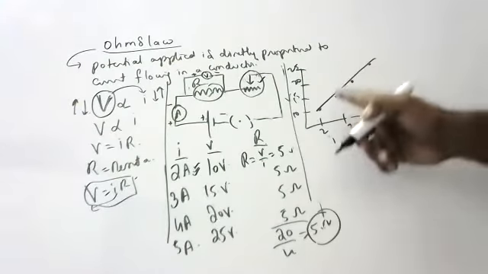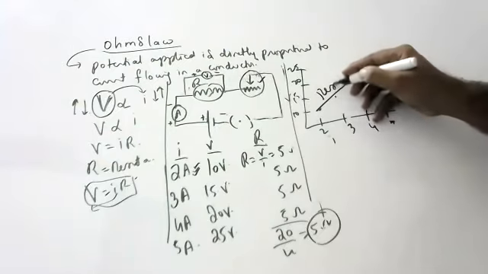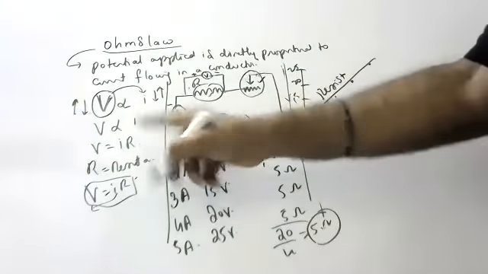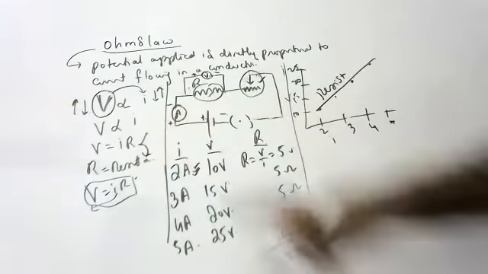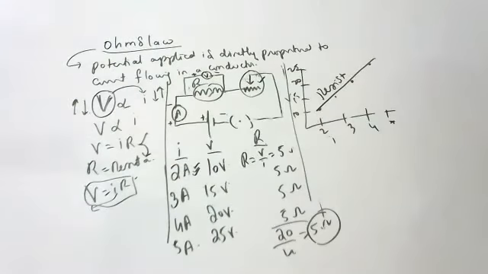Because resistance is constant. We kept the resistance constant, removing other variables, to study proportionality. That's why you get a straight line: the resistance is constant here.